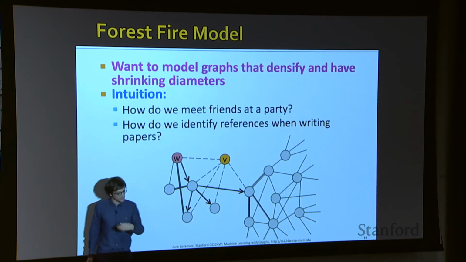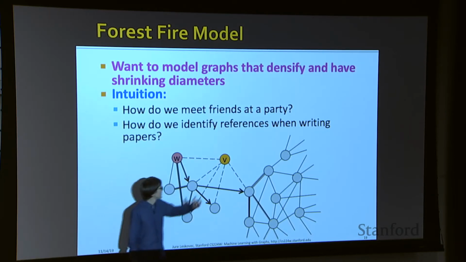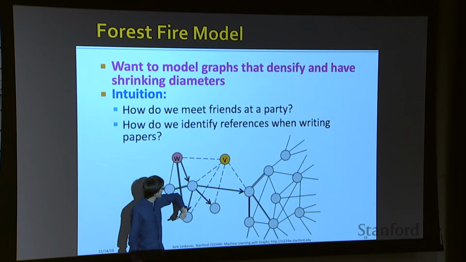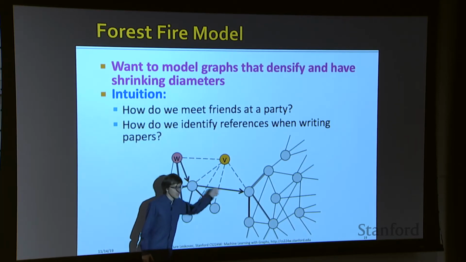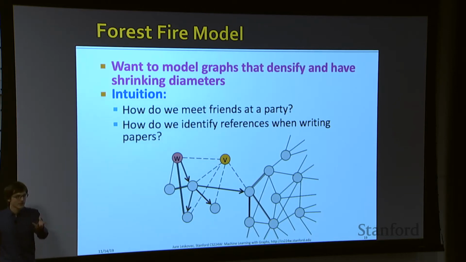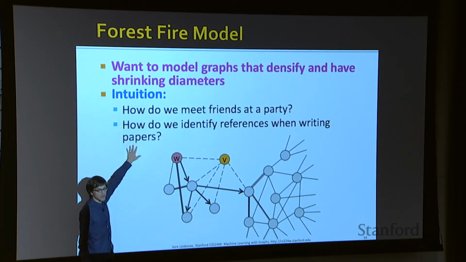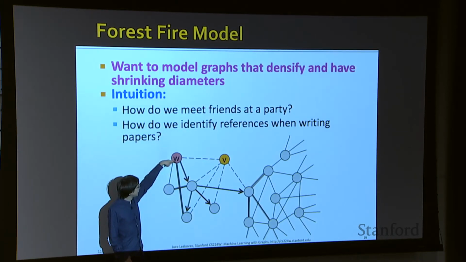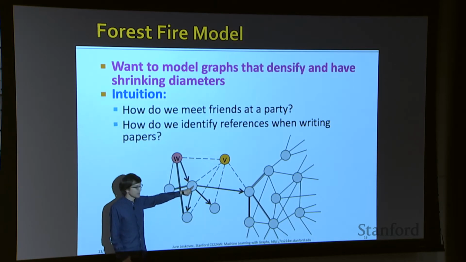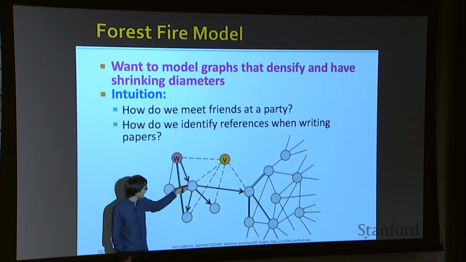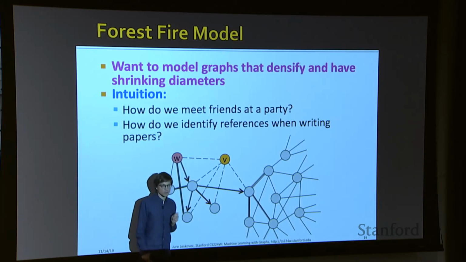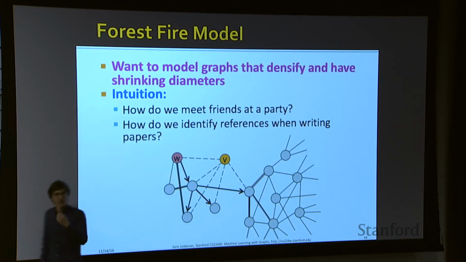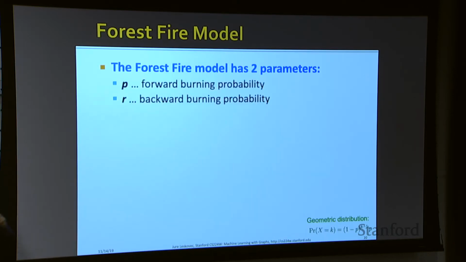It's a very simple iterative process, basically a network evolution process, where at every step a node comes, selects an ambassador, we run this forest fire process, and whoever gets burned, we create links to them. And then the new node arrives, and so on. So this is more like, how do you identify references? You say, I want to write a paper, I find something similar, I see who this paper cites, I follow this reference, I decide now I'll cite this paper as well, I follow the references of this paper, and so on and so forth. And then when I have too many references, I stop. And then the next paper comes. So that's the intuition.